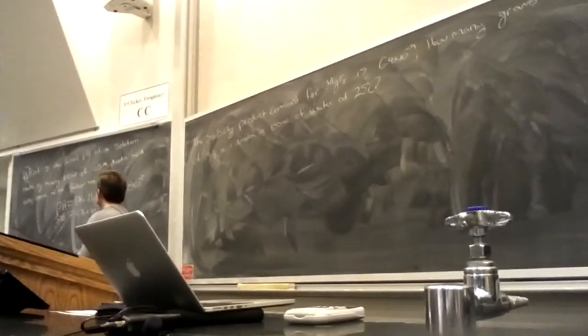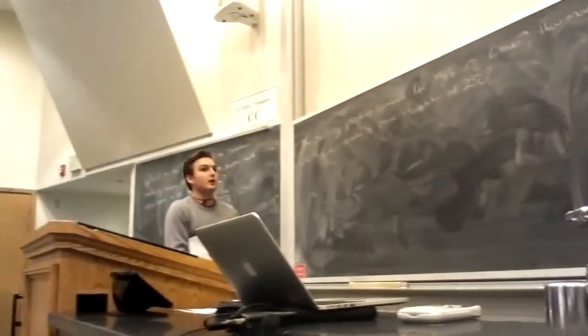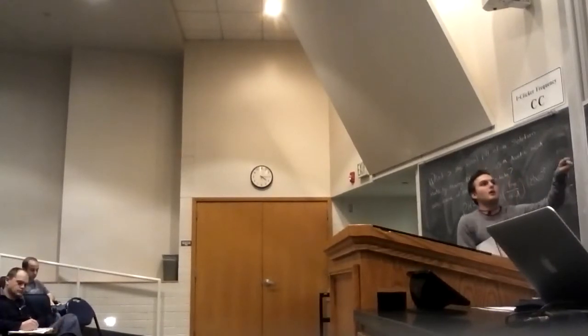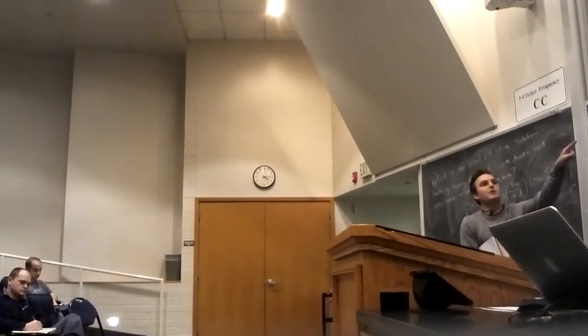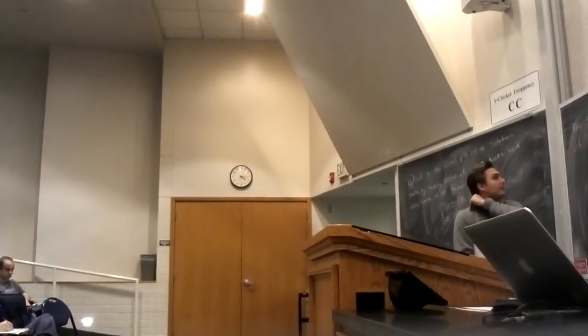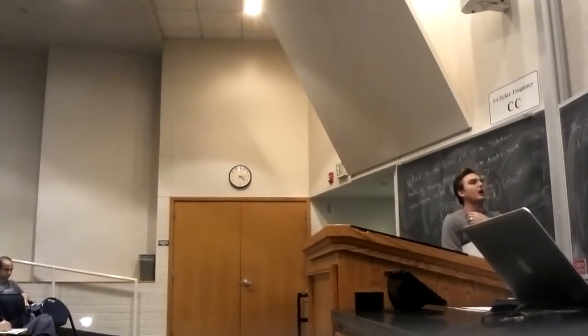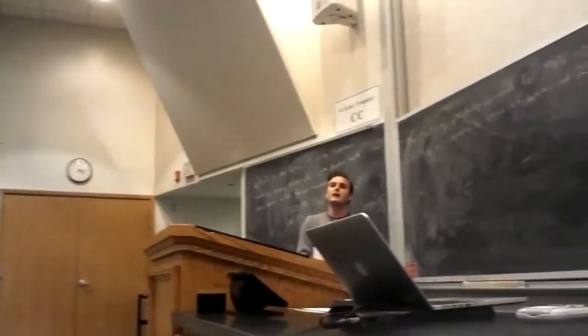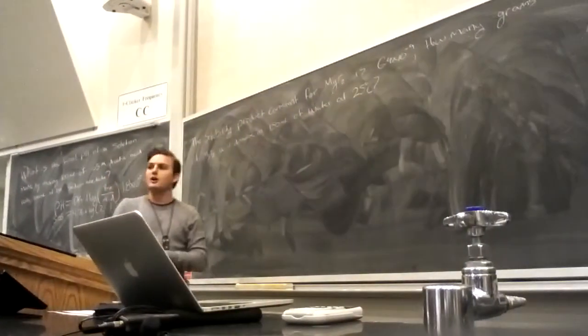Okay. All right. So let's move on quickly. Let's do this one right now. The solubility product constant for magnesium fluoride is 6.4 times 10 to the negative 9. How many grams of MgF2 will dissolve in 150 milliliters of water at 25 degrees Celsius? Okay. This is a very normal solubility problem.